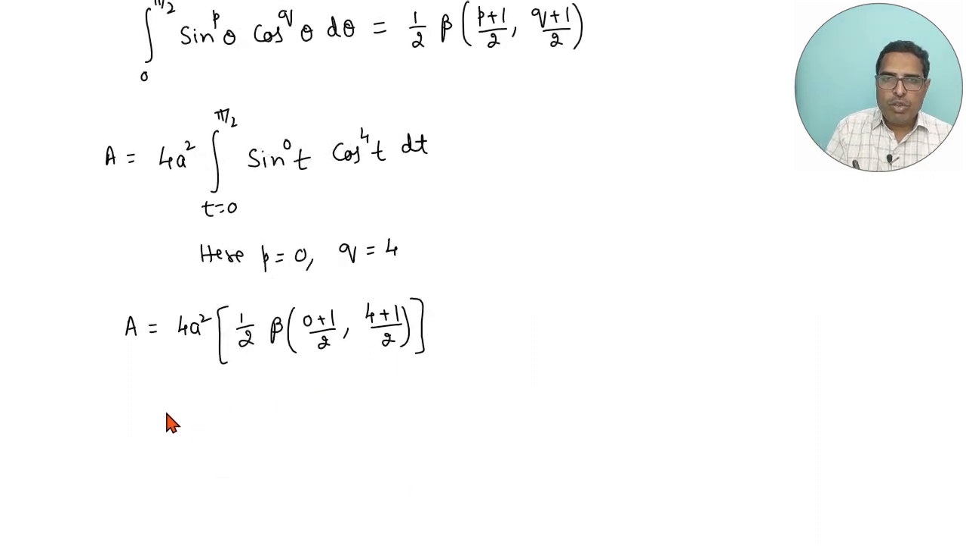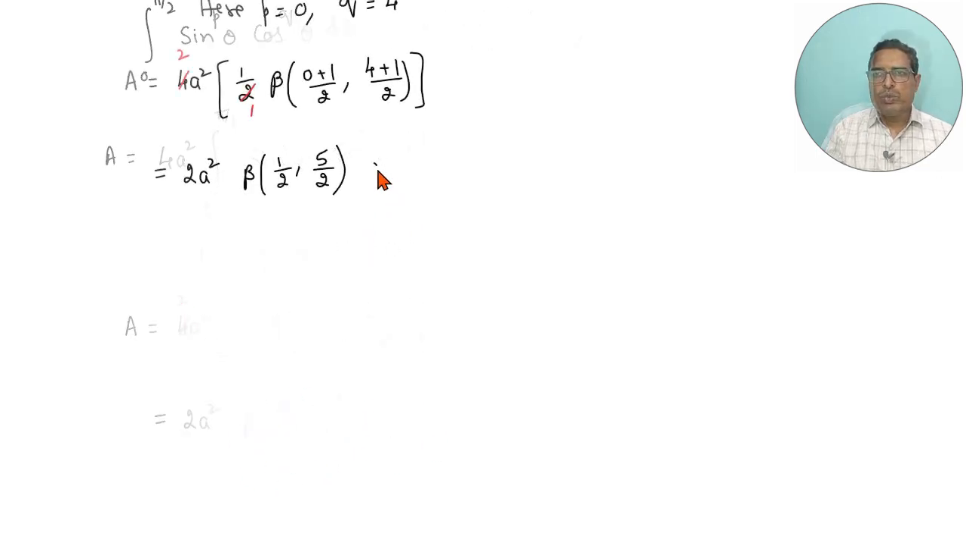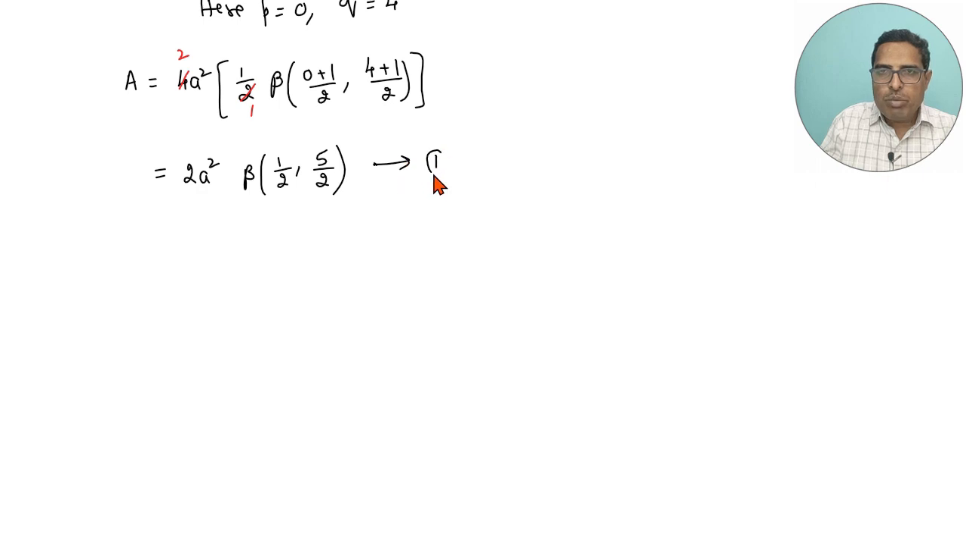Let us further simplify this one. You can cancel out 2 one times and 2 two times. So we get the value as 2a square times beta of 1 by 2, comma 5 by 2. Now let us try to find out this beta function value. Let me take this as equation number 1.